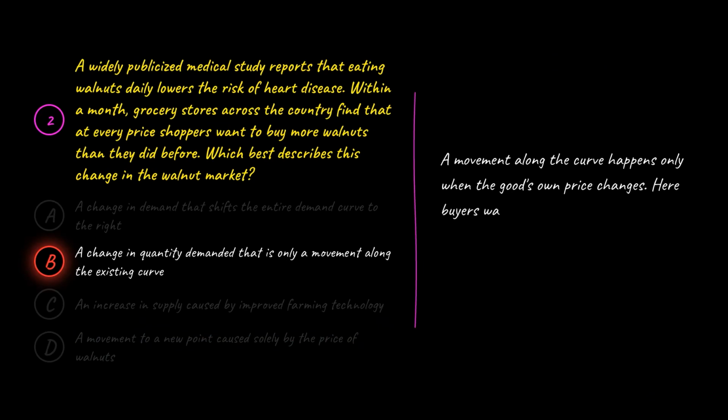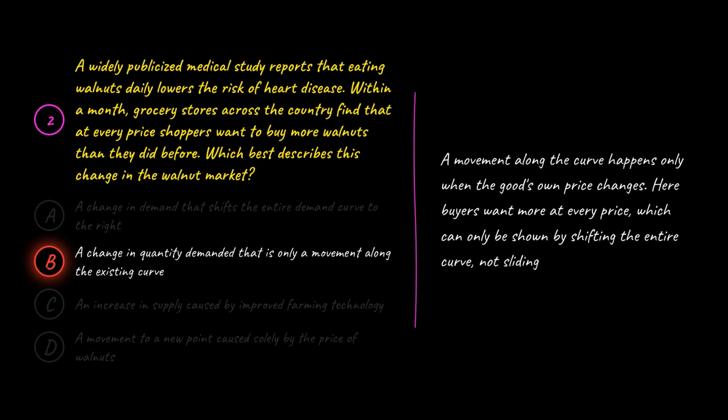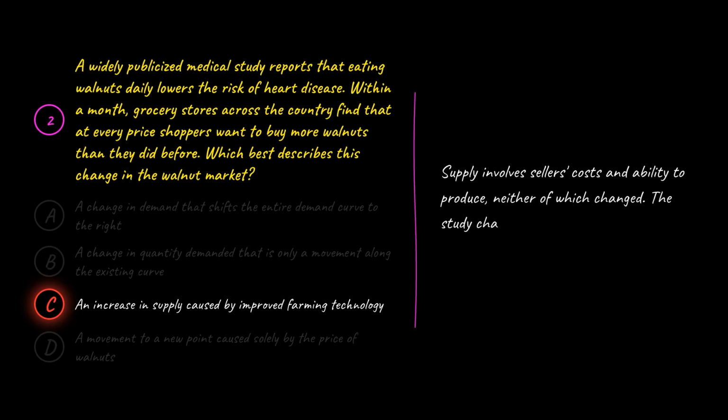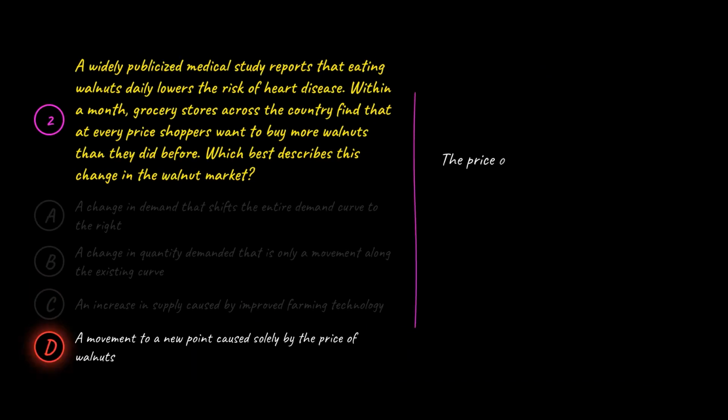Here, buyers want more at every price, which can only be shown by shifting the entire curve, not sliding along it. C is wrong because supply involves sellers' cost and ability to produce, neither of which changed. The study changed what buyers want, so the effect falls on demand, not supply. D is wrong because the price of walnuts is not what changed buyer behavior.